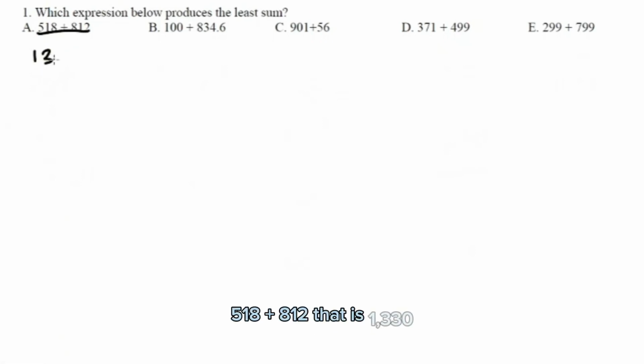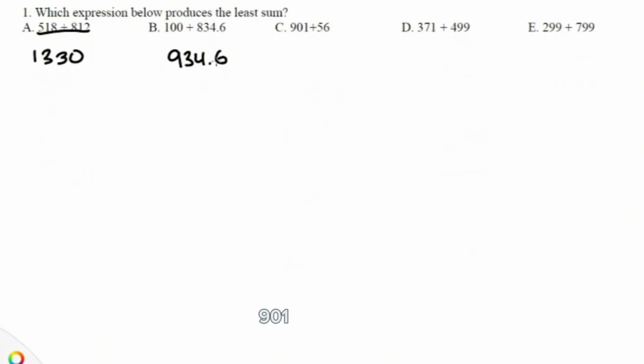Which expression below produces the least sum? Alright, so all we have to do is compute all of these and find out which one is the lowest. So let's do that really quickly. 518 plus 812, that is 1,330. 100 plus 834.6 is 934.6. 901 plus 56 is 957.